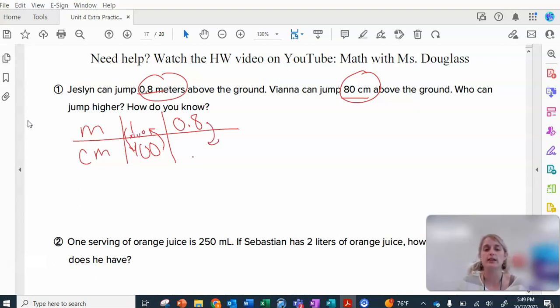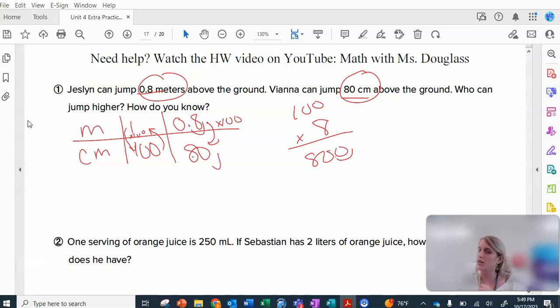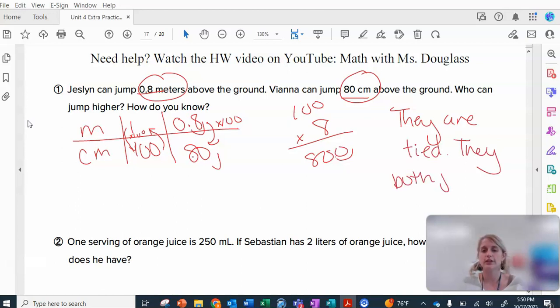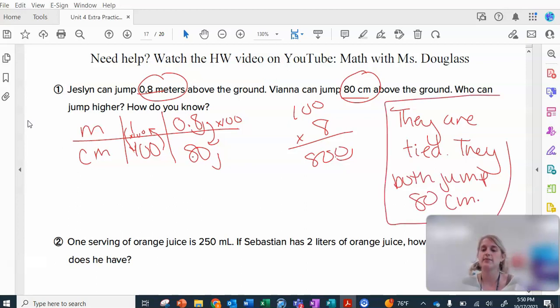We're going to do 0.8 times 100. So if you pretend it's 8 times 100, that gives you 800. And I have one number, one number. This is 80 centimeters. So Jesslyn can jump 80 centimeters. Viana can also jump 80 centimeters. Who can jump higher? Neither of them. They are tied. They both jump 80 centimeters. It's an exact tie.